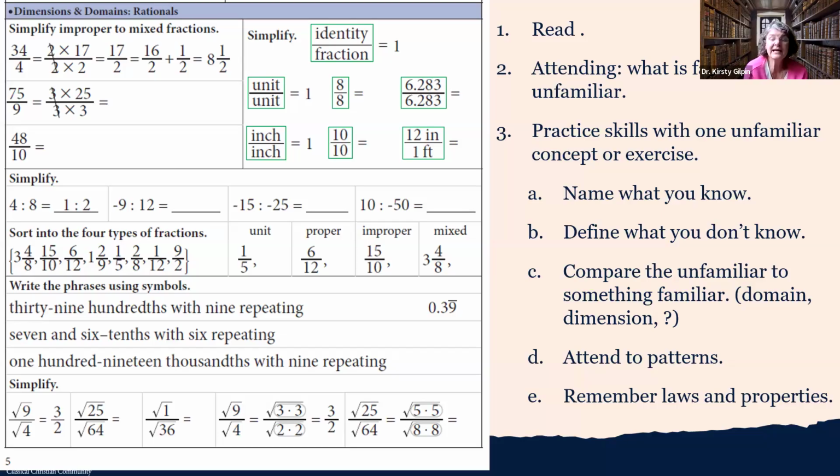then what we can say is, okay, let's attend. And again, I'm going to start with what is familiar and what is unfamiliar. So this time, I'm going to skip asking you all to name something that's familiar, but go ahead and take a minute and tell me something that is unfamiliar on this page, either a concept or an exercise.